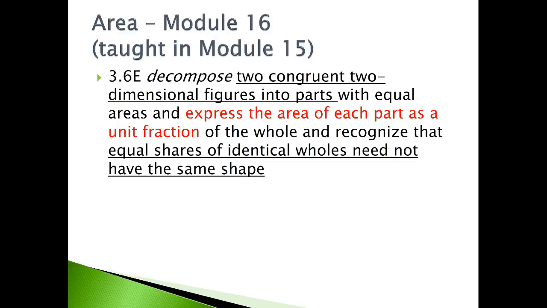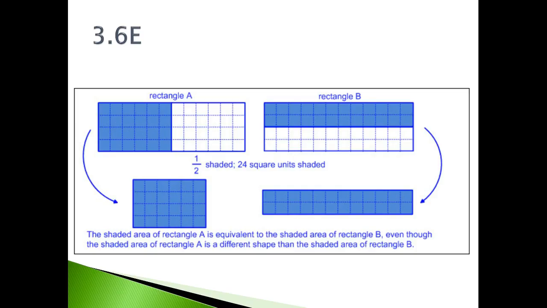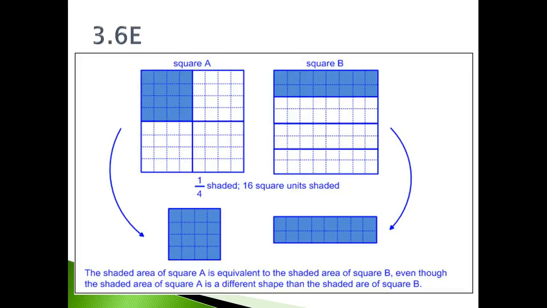3.6C: the kids are decomposing 2 congruent two-dimensional figures into parts with equal areas and expressing the area of each part as a unit fraction of the whole. And recognizing that equal shares of identical wholes need not have the same shape. So if you notice this, each one of them is showing 1/2, but notice that rectangle A doesn't have the same size for 1/2 as rectangle B.